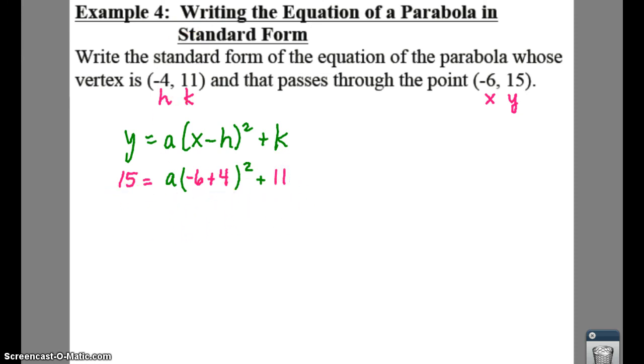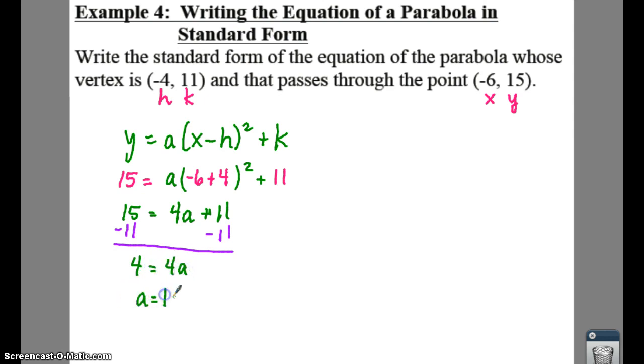So what we must do now is just simplify this as an equation. So we're going to have 15 is equal to a times, well, -6 plus 4 is a -2. -2 squared is a positive 4. So we're going to have 4a plus 11. Sorry, the handwriting's off today. So if we solve this equation, let's go ahead and subtract 11 from both sides. And we're going to get 4 is equal to 4a. A is going to end up being equal to 1.